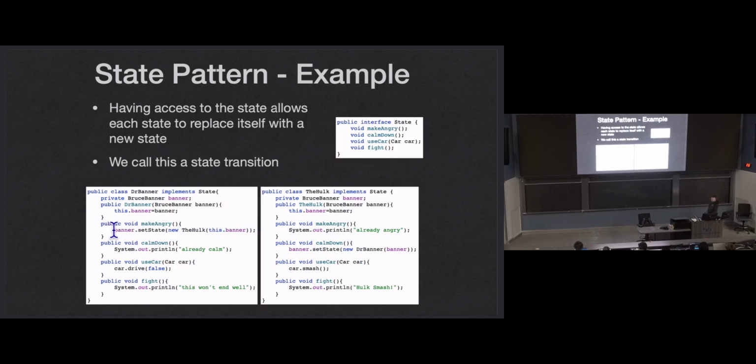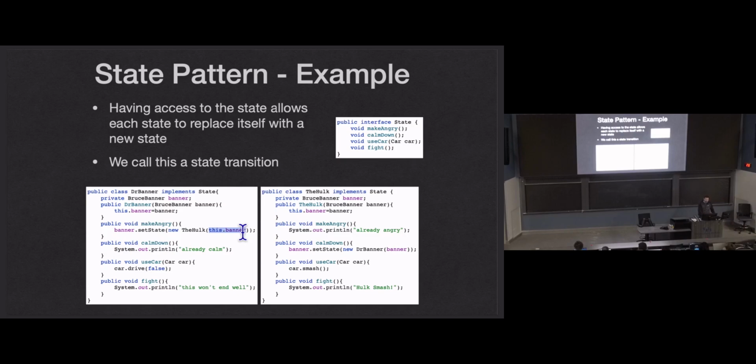Anyway, so we're going to go this.banner. So we're going to the reference of the object, the Bruce Banner object that we're attached to. We're going to call its setState method and set its state to a new instance of the Hulk state, and make sure that we forward that reference to the Banner object, the Bruce Banner object that we're storing, to tell the new state the object to which it's attached.